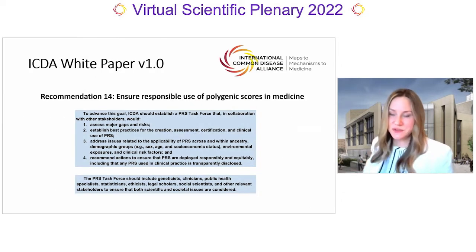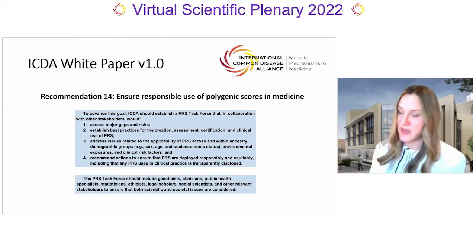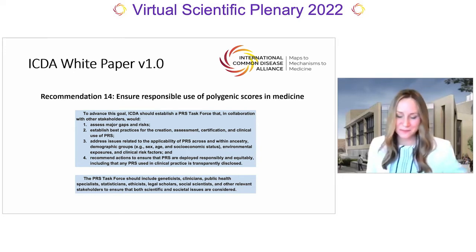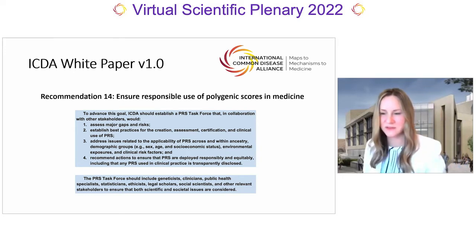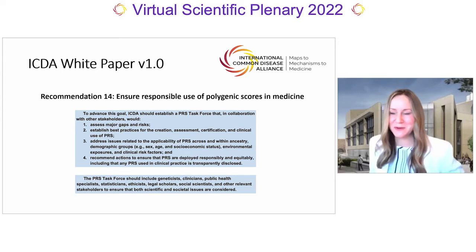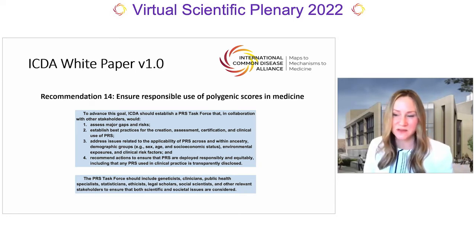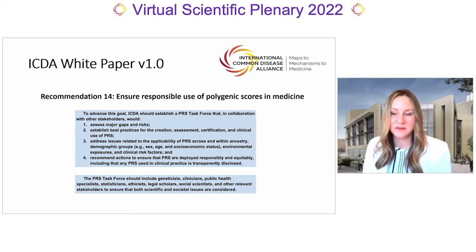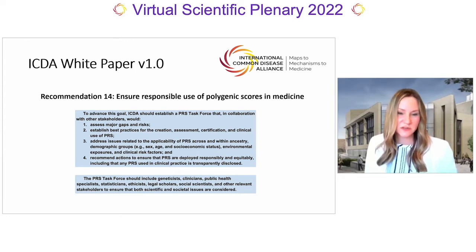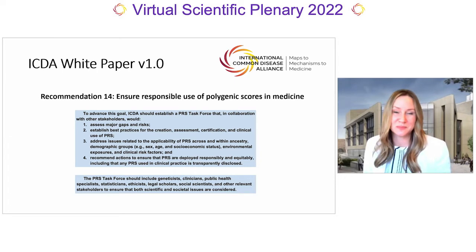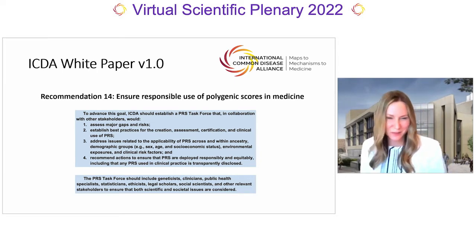So to introduce the tasks that our task force was tackling, there's a tongue twister. Within the ICDA goals and recommendations, we were focused on recommendation 14, which was to broadly ensure responsible use of polygenic scores in medicine. And our sub-aims were to assess the major gaps and risks related to polygenic scores, to identify and enumerate best practices as they develop over time.